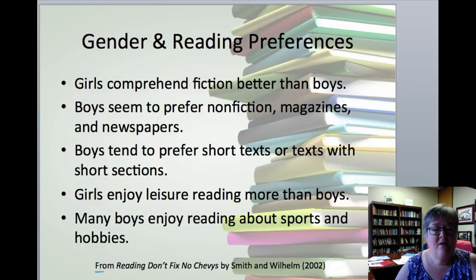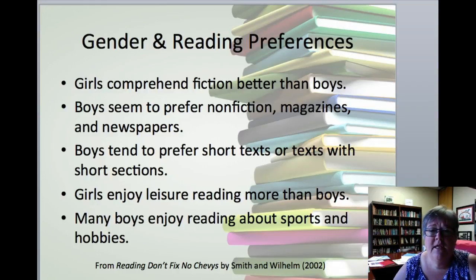So let's spend a little bit of time talking about gender and reading preferences. I want to give you some information out of the book Reading Don't Fix No Chevys by Michael Smith and Jeff Wilhelm. It was published in 2002, and they were specifically studying male high school readers. But here are some things that they found, some generalizations that they were able to make, and these are not unfamiliar to many of us.